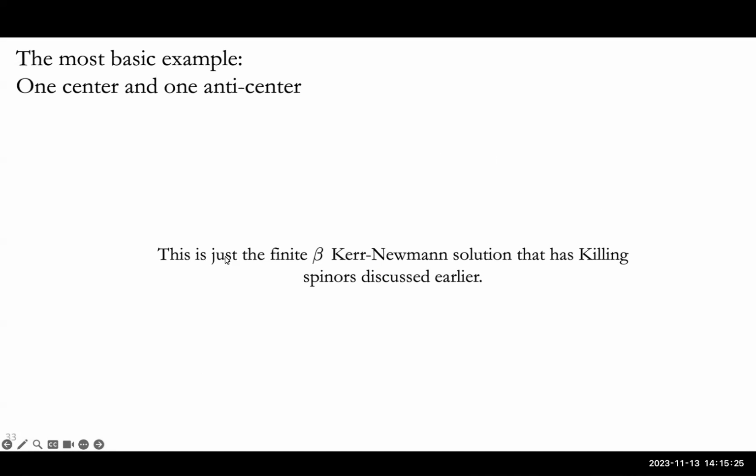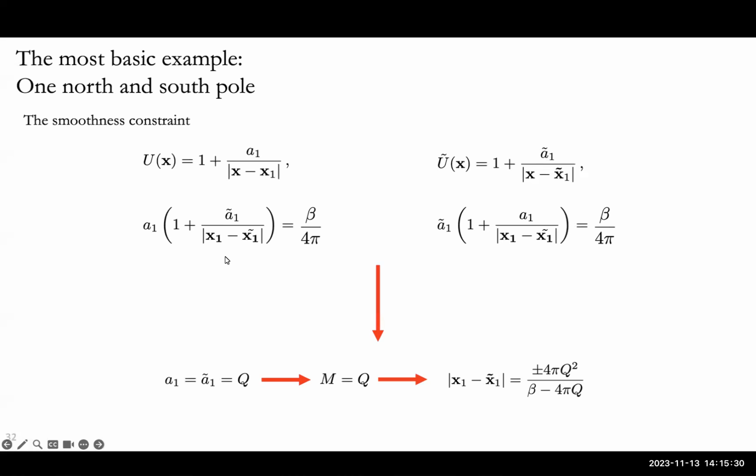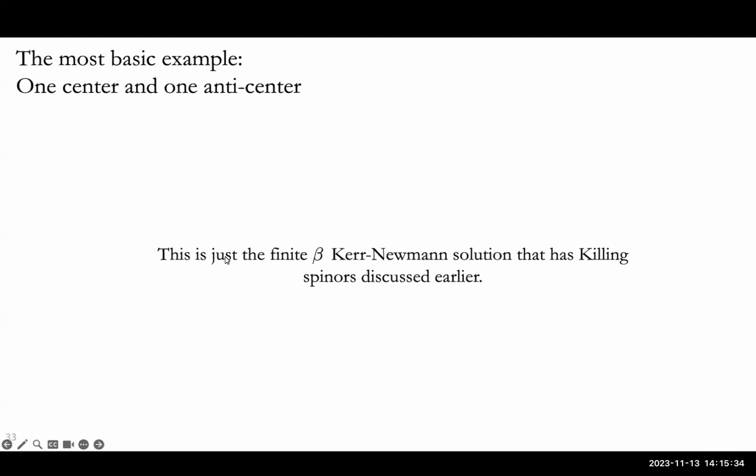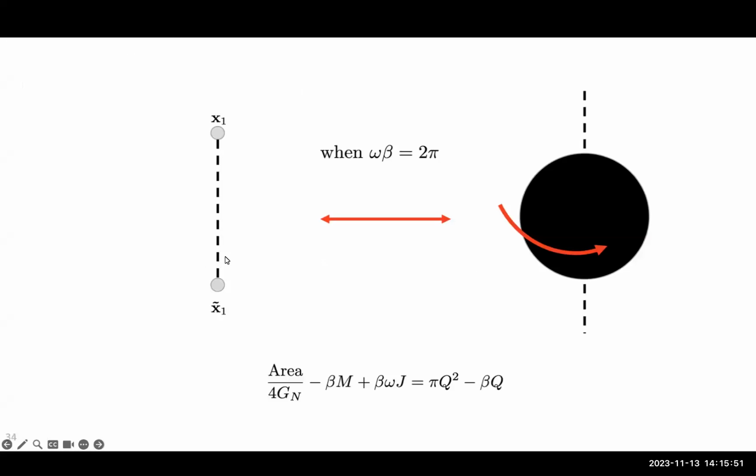And it turns out that the solution that I just described that has just one pole in U and one pole in U tilde is exactly the same as the finite beta Kerr-Newman solution that has Killing spinors that I've discussed earlier. The only difference is that this solution is now generalizable for any number of poles in U and U tilde. So it's generalizable to the multi-center case.